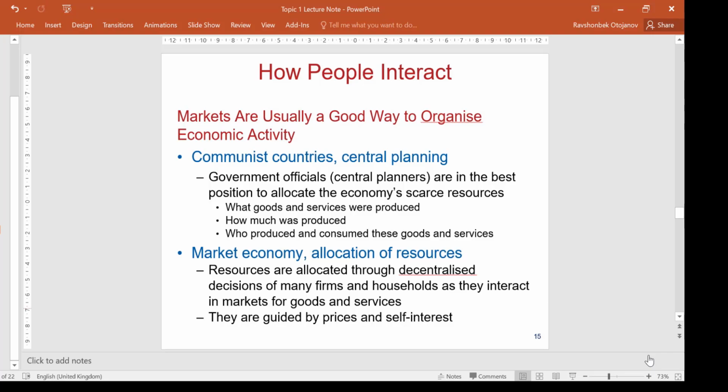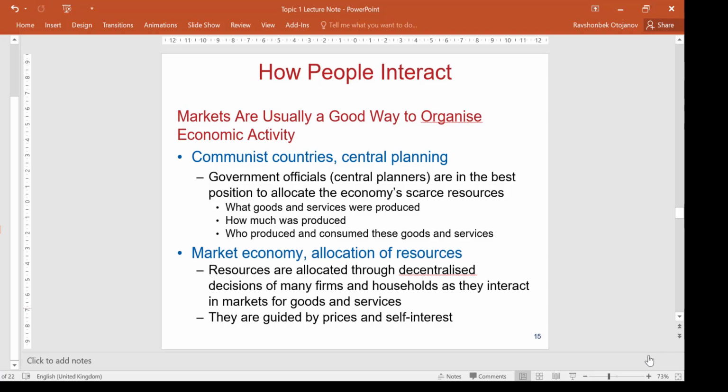That's why the Soviet Union collapsed. That's why some other countries that previously had centrally planned economies became capitalist economies. Now with the market economy, there is no central planning. Allocation of resources is guided by other factors like prices and self-interest. There is no one to look out for the market, for the economy. And that sounds bad, doesn't it? Somebody needs to look out for these economic activities.